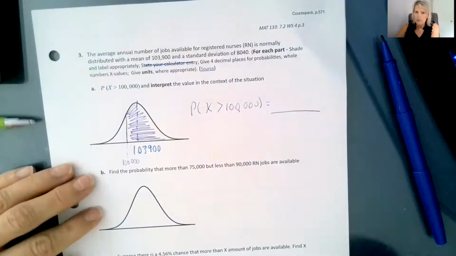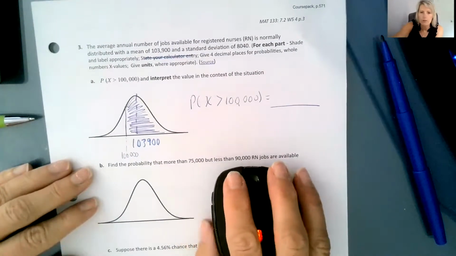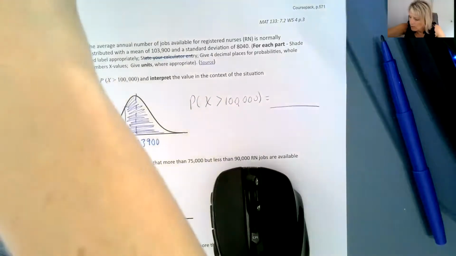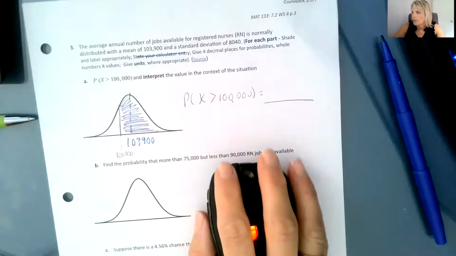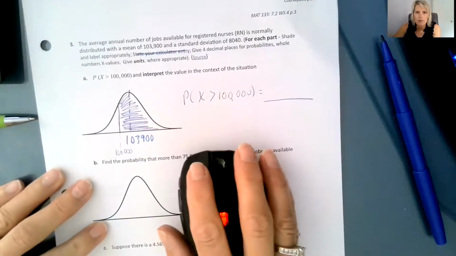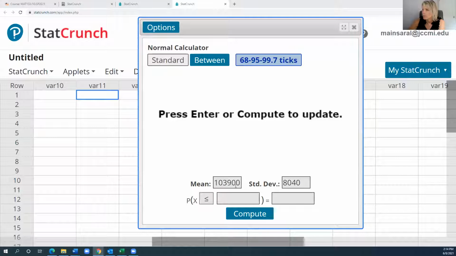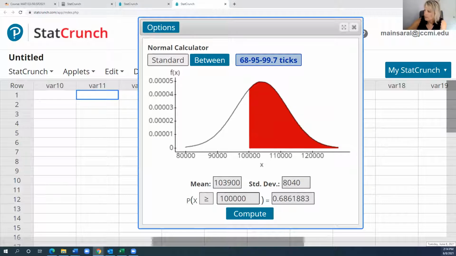So we have to change all of our parameters in StatCrunch. So the mean now is 103,900 with a standard deviation of 8,040. And let's just go there so you can see what it looks like. So here I put in my new parameters, my new mean and standard deviation, and we're looking for greater than 100,000. Enter. And it says that it's 0.6862.